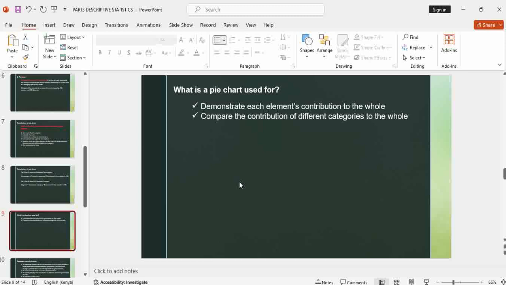Then where do we use the pie chart? Demonstrate each element's contribution to the whole. So when we want to see the contribution of each element to the whole, we use a pie chart. Again, compare contribution of different categories to the whole. Here what I mean, for example, you want to combine female and those who prefer not to say, what percentage of the entire population is this part making. So in that case, now you are combining two categories and to see what contribution they have to the whole.